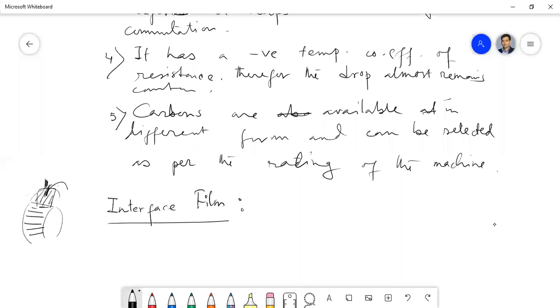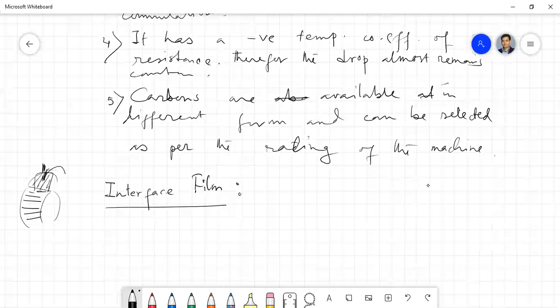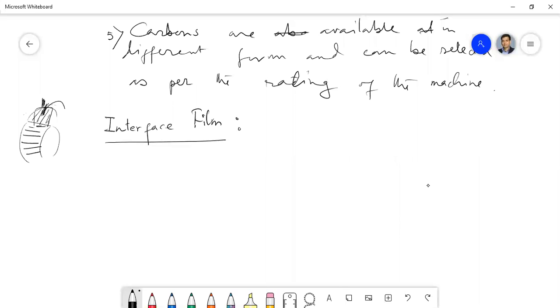Interface film. What is it? Now you see, one of the problems of carbon is that it is not as smooth as copper. So you cannot make polished carbon. Now I think you have seen the copper surface and carbon surface.